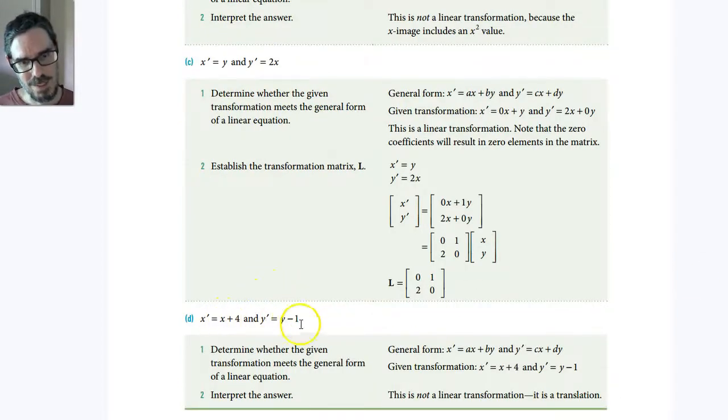And then be careful of this. These are not linear combinations of x and y. They have a constant term as well. These are actually translations. It's not a linear transformation.